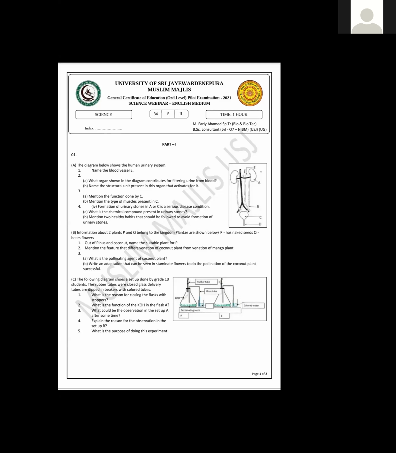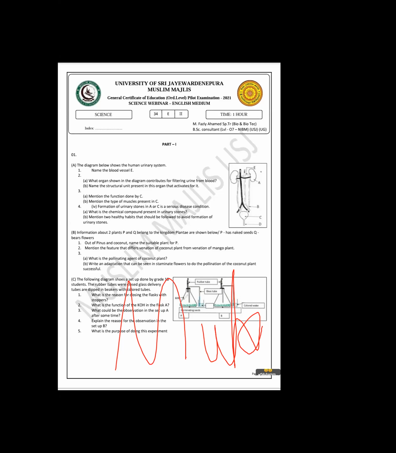The experiment on respiration. Here we can use respiration of seeds and of the frog, because your lessons are still telling about the experiment, they are still giving the idea. What is the reason for closing the flask?